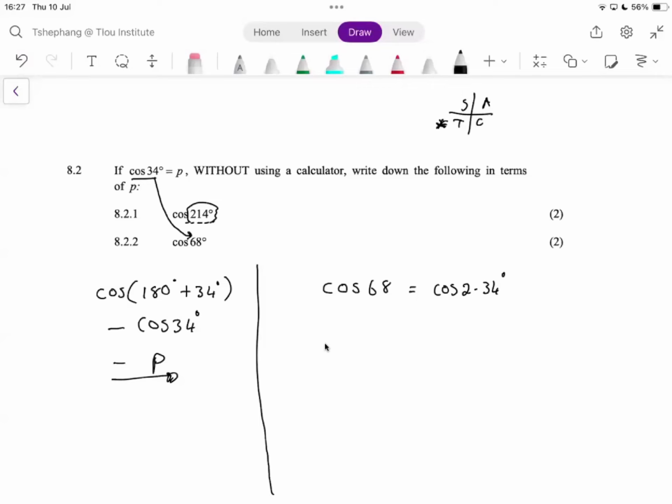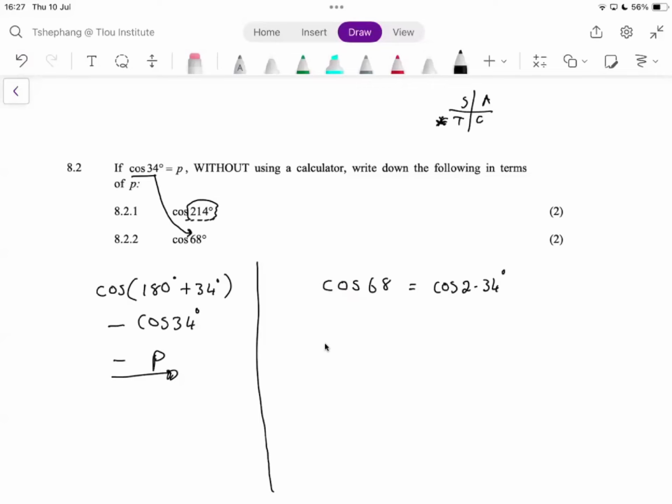Perfect. Let's quickly look at this. This is a double angle, and then we're going to say this is 2 cos squared 34 minus 1. Now, I can simplify it further and say cos squared 34 is the same as cos 34 multiplied by cos of 34, so that you can see clearly where this is coming from. What do you know about cos of 34? What did they say? It's p. There is another p. Remember, this is multiplication. 2p squared minus 1. This is our final answer.